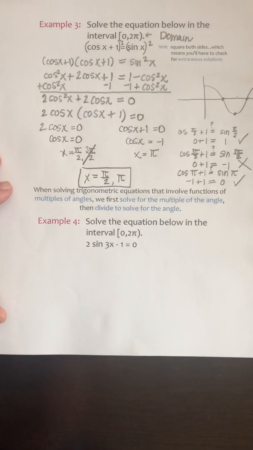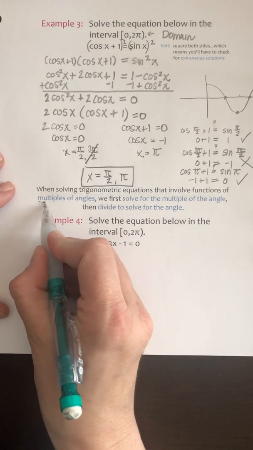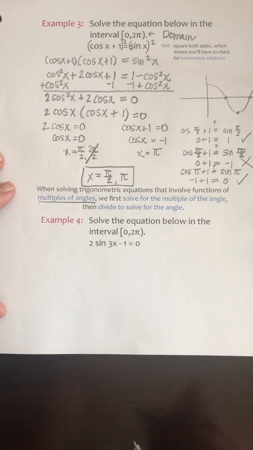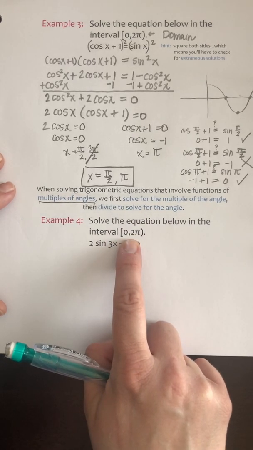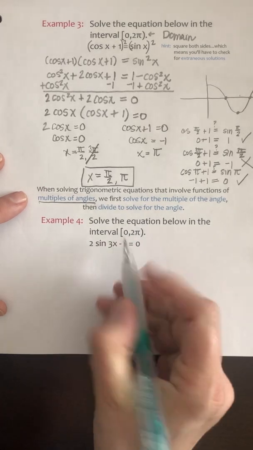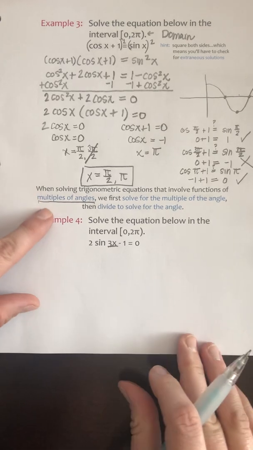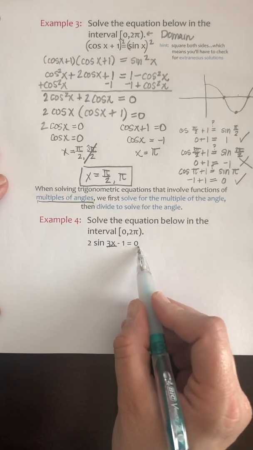All right, so here it says when solving trigonometric equations that involve functions of multiples of angles, first we solve for the multiple of the angle and then we divide to solve for the angle. That's very wordy. Let me just walk you through this and make this as simple as possible. Again, notice our directions give us a very specific domain, so we're just going to be going around this circle just one time. Notice it says 2 sine of 3x, that is a multiple of an angle, because remember x represents the angle, minus 1 equals 0.